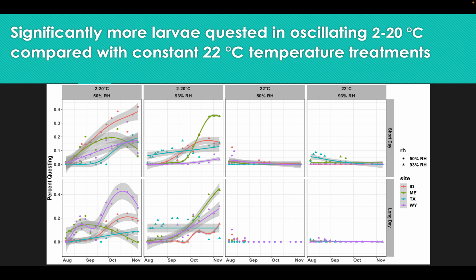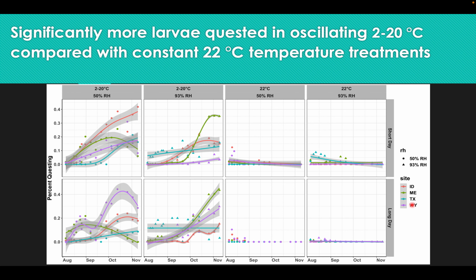So while analyzing our data, we used a generalized additive model to look at the proportion of individuals questing as a function of the different sites and treatments. On the y-axis, we show percent questing, and on the x-axis is time. These 4 graphs on the left are the 2 to 20 oscillating temperature groups, and these 4 graphs on the right are the constant 22 degree temperature groups. We have our 50% relative humidity groups here shown by the circles, and the 93% in the triangles, and the same for the 22 degree group. And each of these colored lines represents one of the 4 sites.